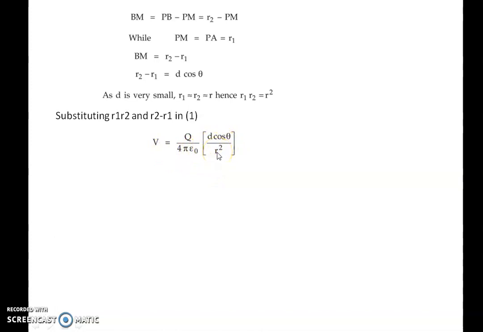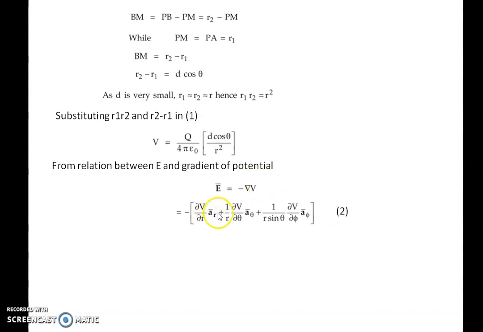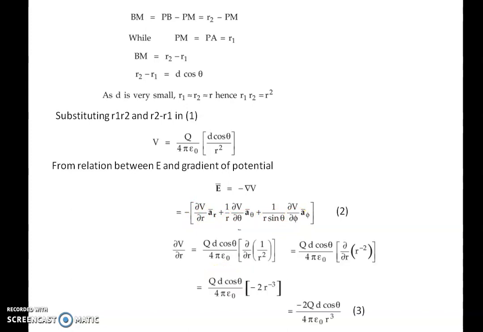But we know that the equation for potential gradient is E is equal to minus del V. So what is del V? Del V is dou V by dou R into AR cap plus dou V by dou theta terms, this is the equation for del V. So E is equal to minus del V. So what is V? We know. Differentiating with respect to R, theta and phi, dou V by dou R is equal to minus 2q d cos theta divided by 4 pi epsilon naught into r cube. So in the place of V, substitute this and differentiate with respect to R, you will get this equation.